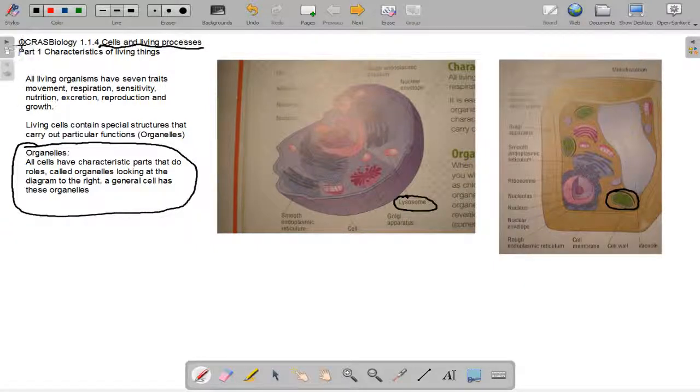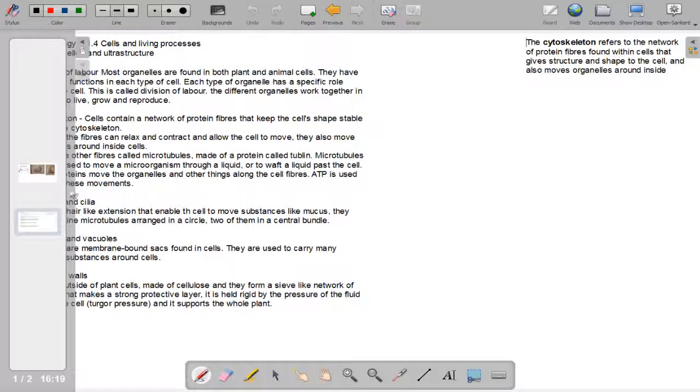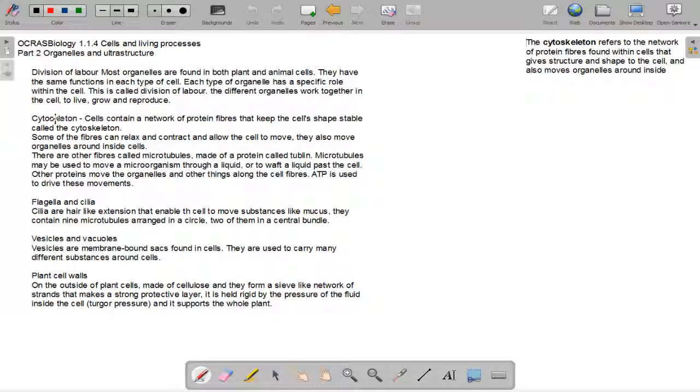And if we move on to part 2, the division of labour is the fact that each organelle has specific roles within the cell, and the fact that they're all working together to perform one common role to live, grow and reproduce. And I'm going to go through some examples of division of labour.